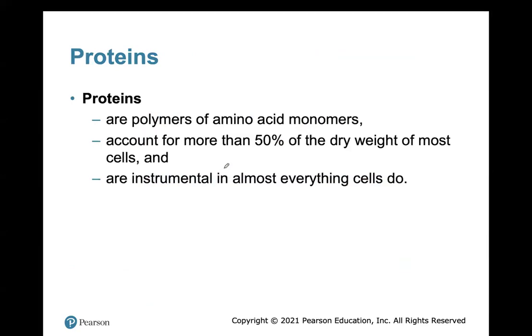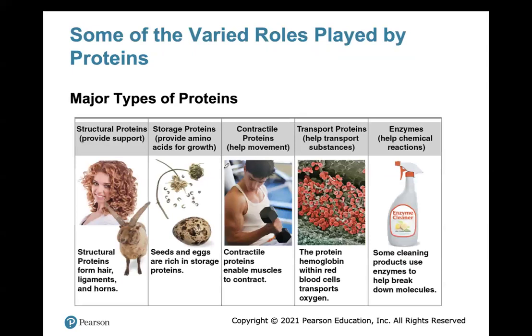Proteins, then, these are polymers of amino acid monomers. They account for more than 50% of the dry weight of most cells and are instrumental in almost everything cells do. Here are major types of proteins. Structural proteins provide support: hair, ligaments, horns. Storage proteins provide amino acids for growth, contractile proteins in your muscles, transport proteins in plants, and then enzymes, which help speed up chemical reactions.